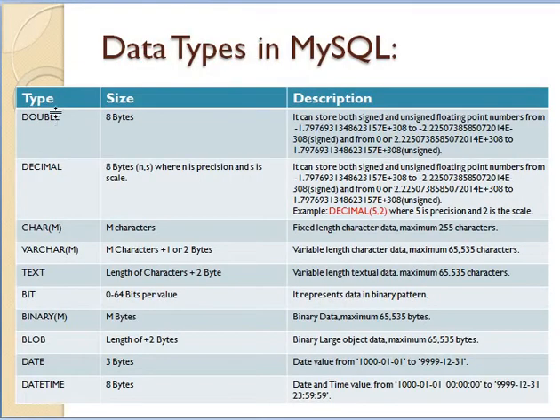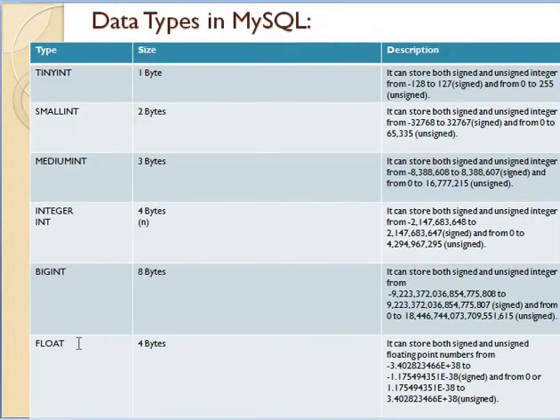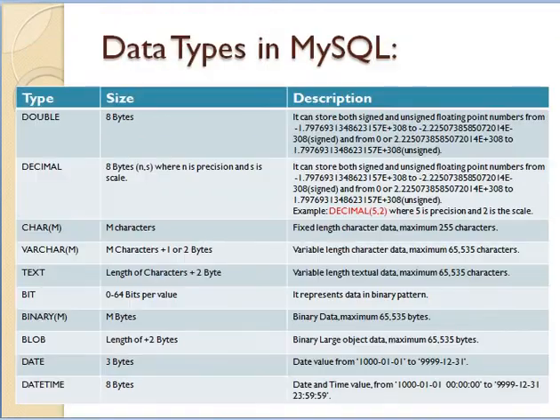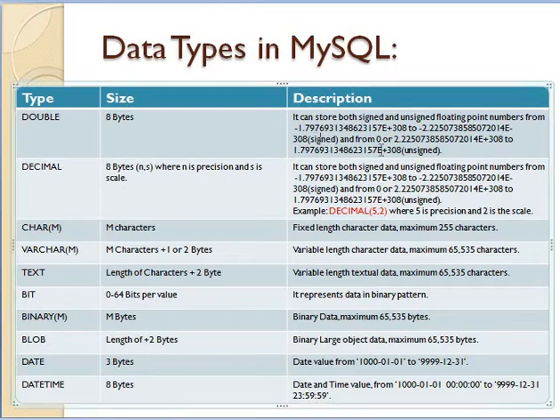Then come to the next data type, which is double. Its size is 8 bytes. Clearly its size is larger than that of the float data type, which is only 4 bytes. As the double data type has the size 8 bytes, it can store both signed and unsigned floating point numbers from this much to this much as signed, and again from this much to this much as unsigned.